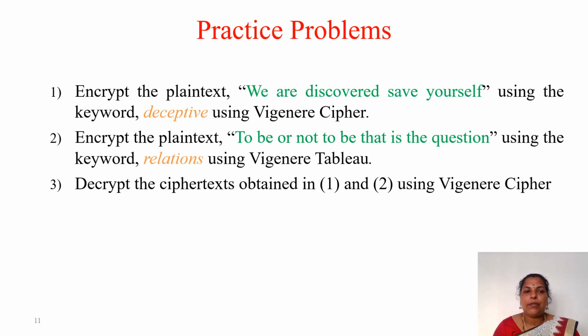I have given you 3 problems to practice. The first one is: encrypt the plain text "discovered save yourself" using the keyword "deceptive" with the Vigenere cipher. You have to use the calculation: ciphertext Ci equals Pi plus Ki mod 26. The second one gives the plain text "to be or not to be, that is the question", using the keyword "relations". Here you have to use the table. Whatever you did using both methods, you have to perform decryption and try to retrieve the plain text. So try to solve these problems.